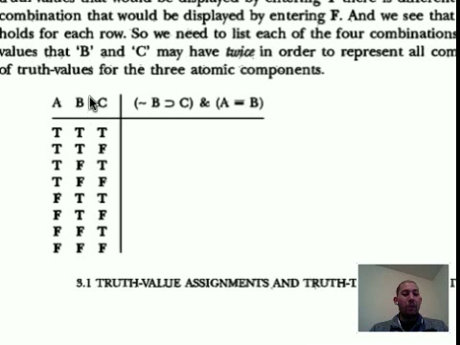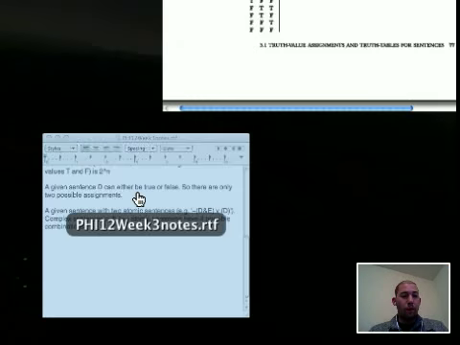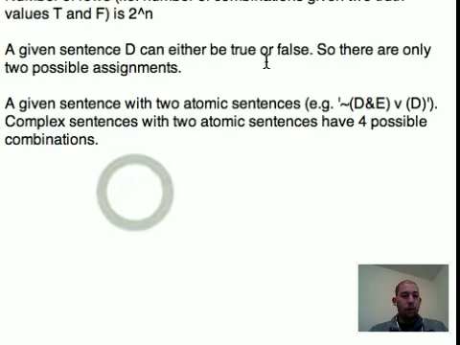When you have 2 sentence letters, then 2 to the n is 4, so you have 2 to the 2, and then when you have 3 sentence letters, you have 2 to the 3, which gives you 8, and so on. Okay, so that's how we figure out how many different truth values we have. That's how we figure out how many different kinds of truth assignments we need in order to be able to build our truth tables.